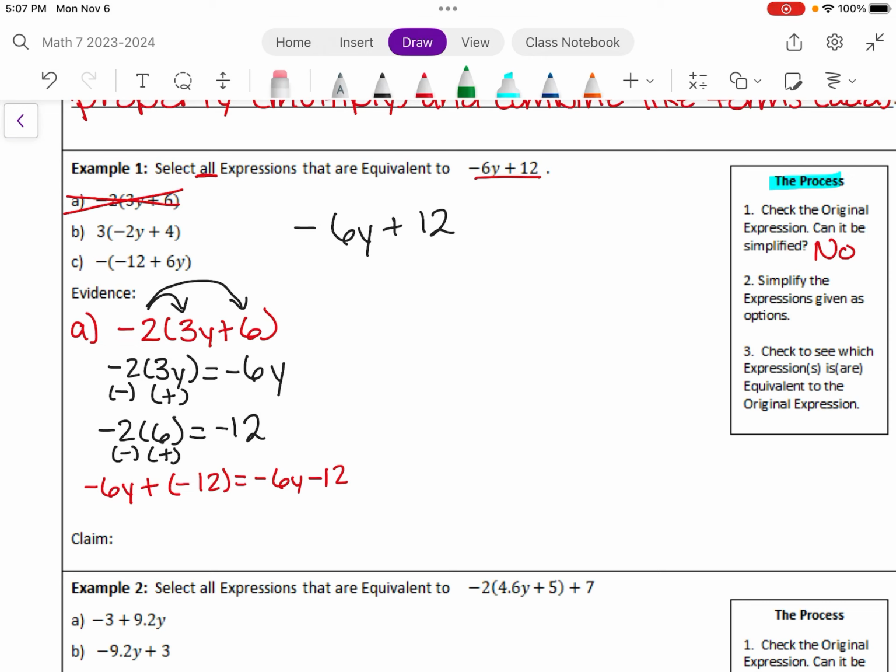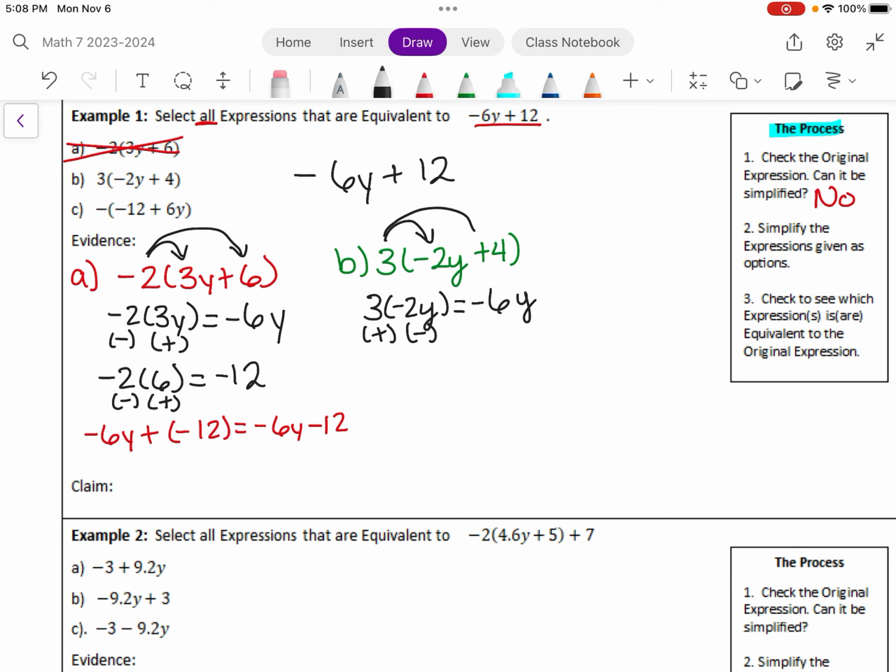Let's go with B. That is 3 times negative 2y plus 4. And again, I'm going to distribute that 3. So 3 times negative 2y. Okay, 3 times 2 is 6. Can't forget my y. Then my last thing is check my signs. I have a positive and a negative, which makes this a negative. Okay.